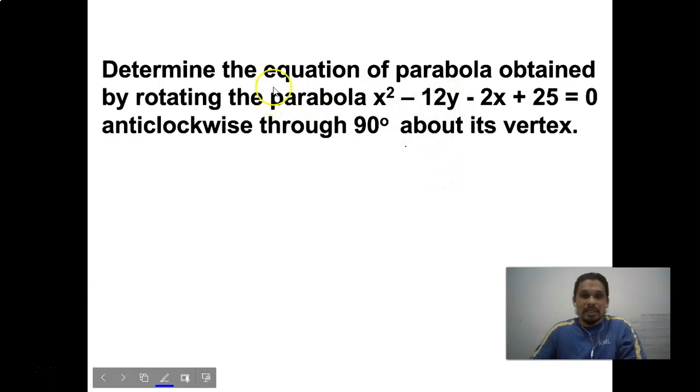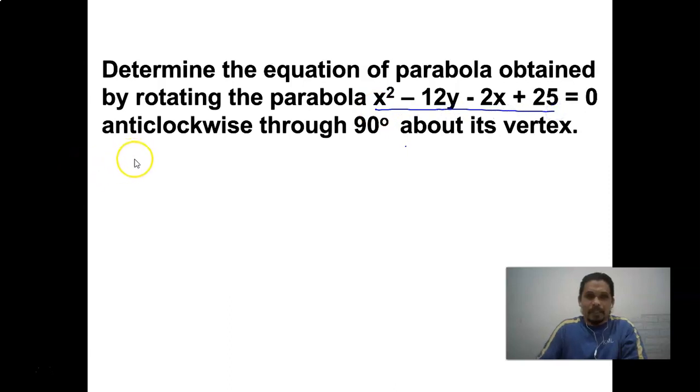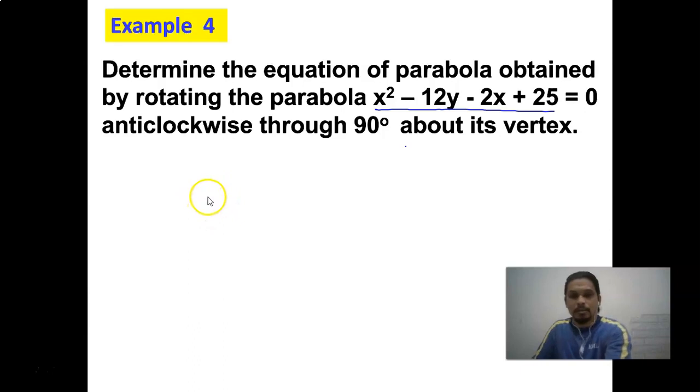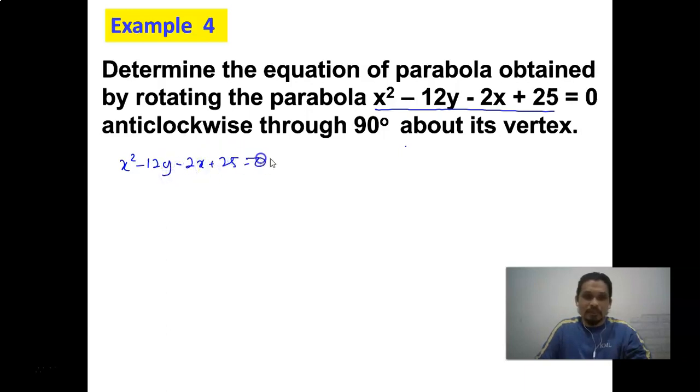Okay, now class, for this question, let's take a look at this one first. I'm just going to solve it straight here. From x squared minus 12y minus 2x plus 25 equal to 0, that is x squared minus 2x minus 12y plus 25. Completing the square is one of the methods to solve this.